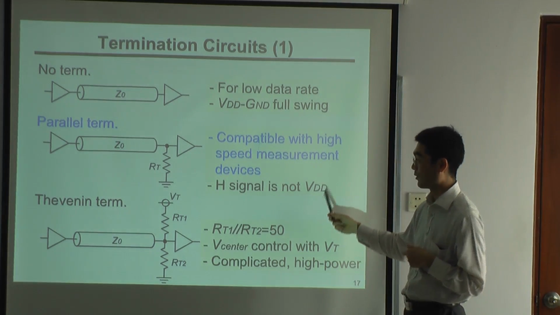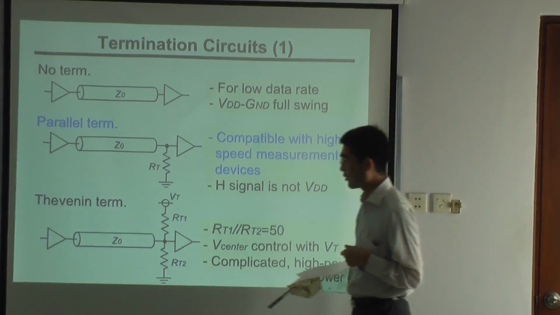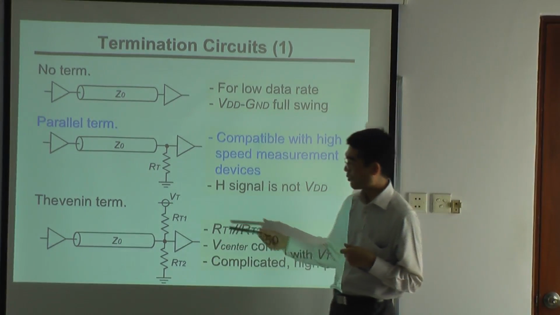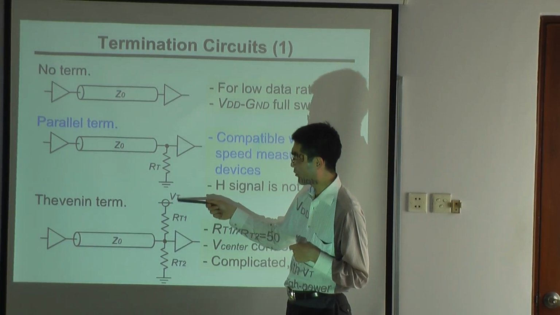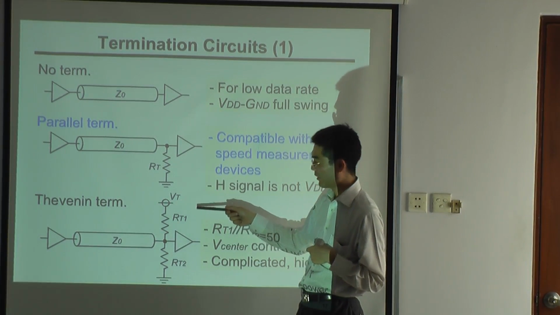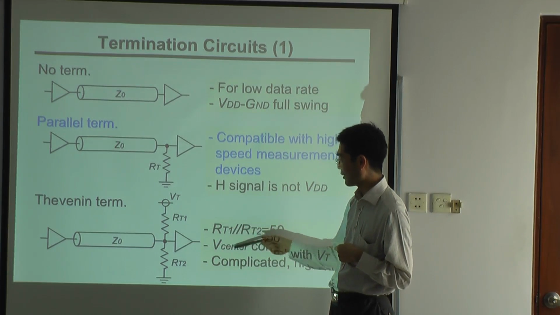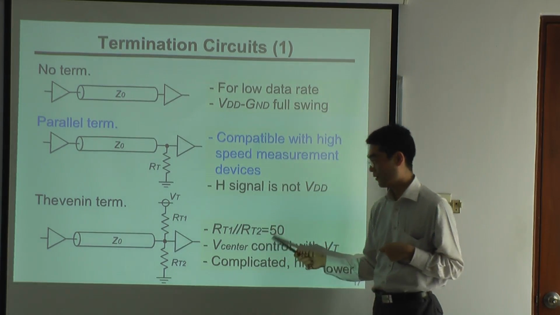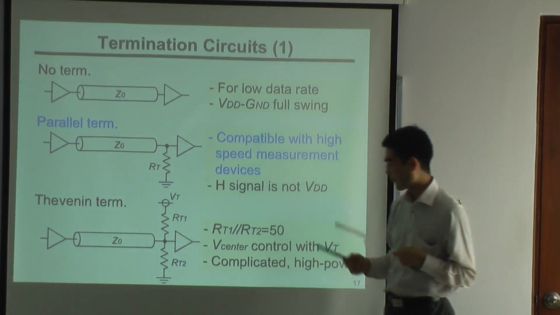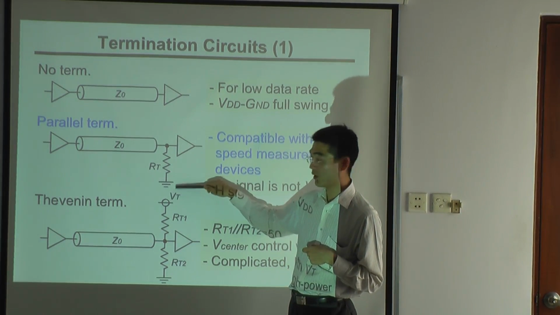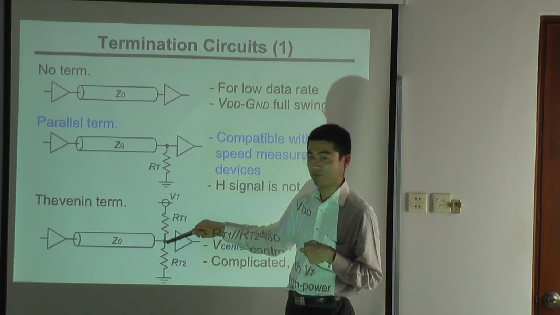This is called parallel termination. And another one is the Thevenin termination. We use another supply voltage here, and the parallel combination of R1 and R2 becomes big. So that we can control this DC voltage, we can control the high level of this one.